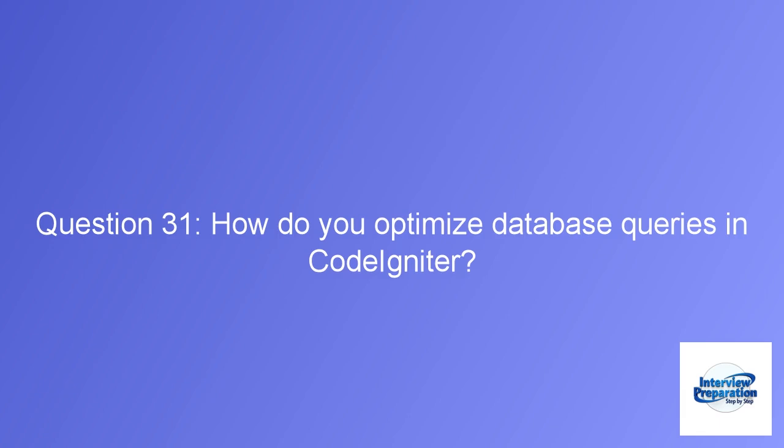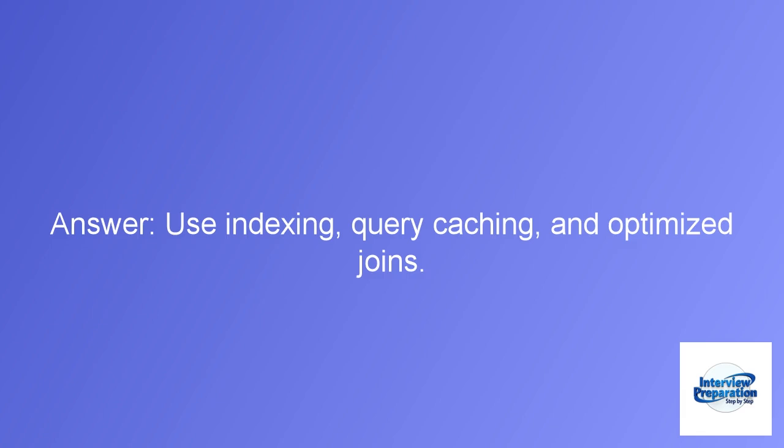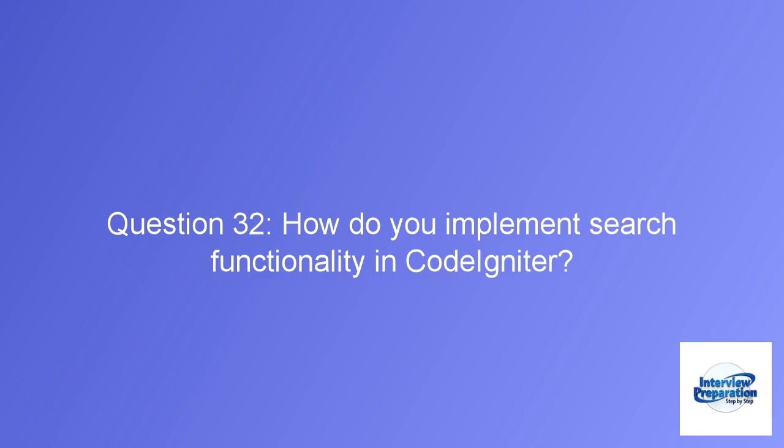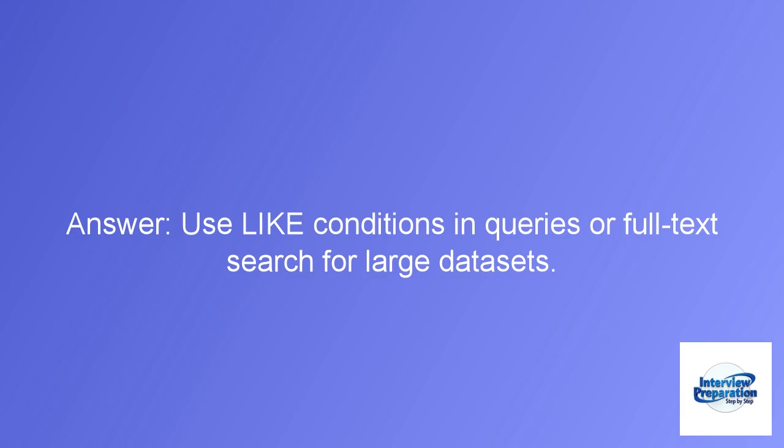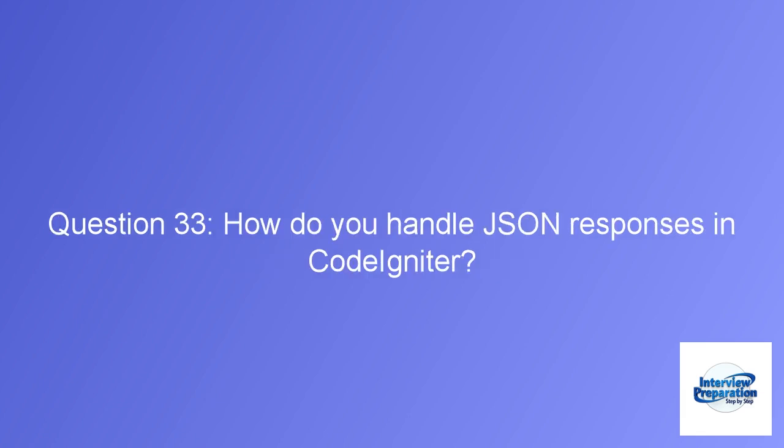Question 31. How do you optimize database queries in CodeIgniter? Answer. Use indexing, query caching, and optimized joins. Question 32. How do you implement search functionality in CodeIgniter? Answer. Use like conditions in queries or full text search for large datasets. Question 33. How do you handle JSON responses in CodeIgniter?